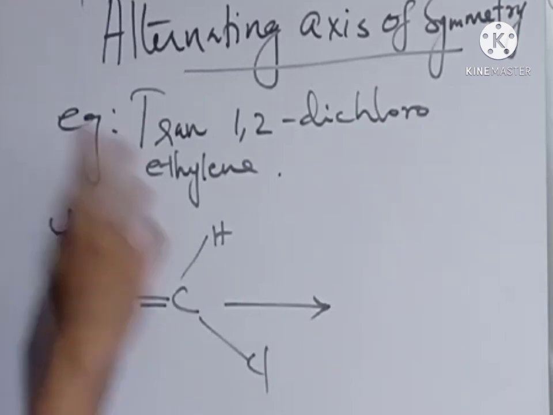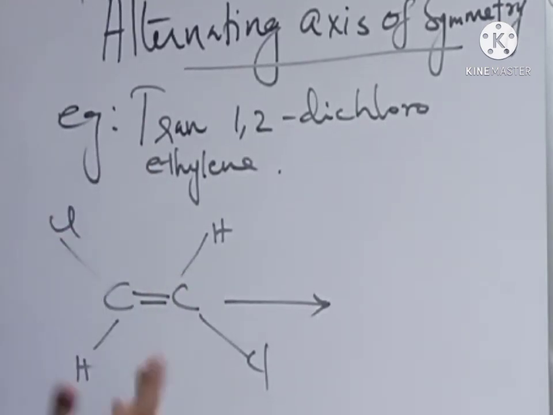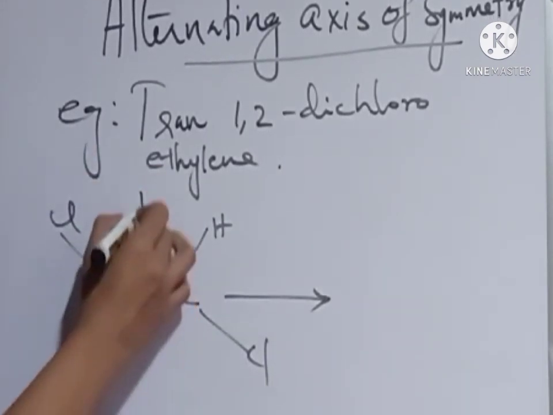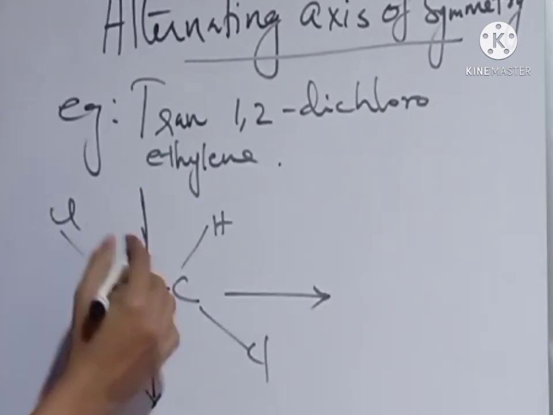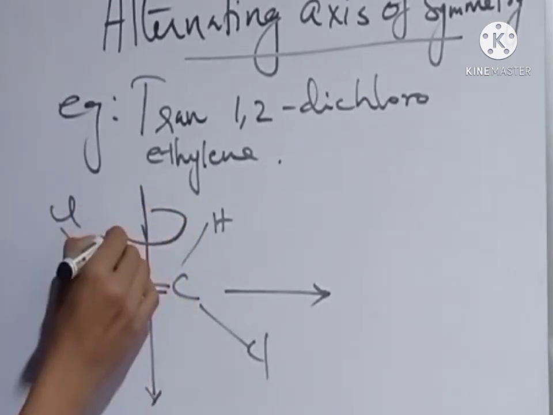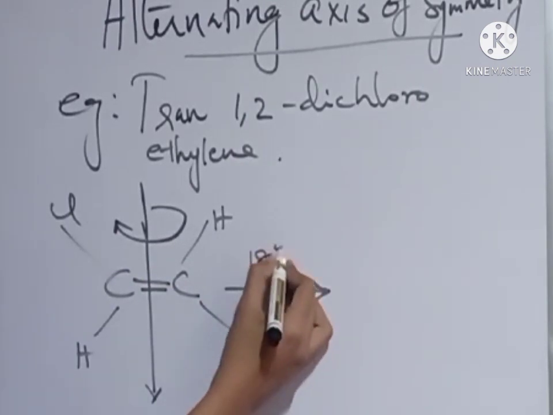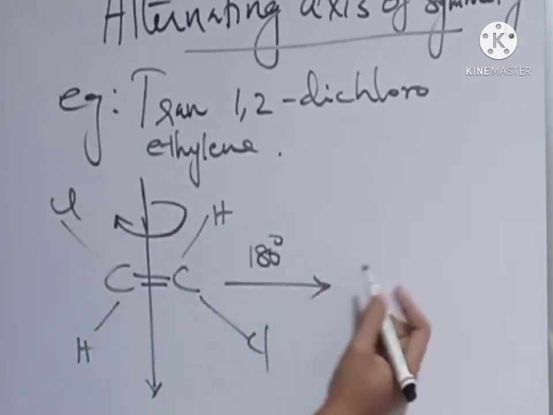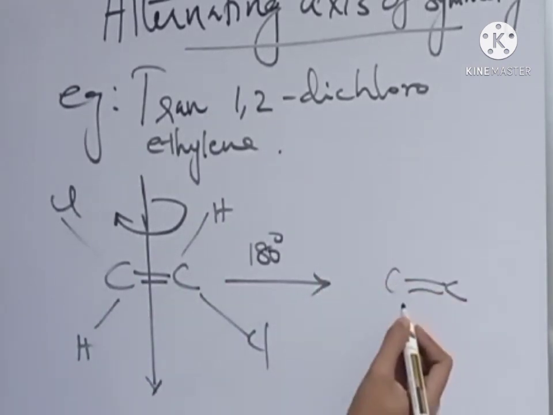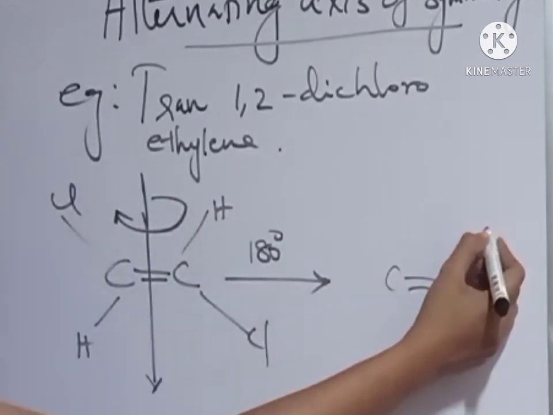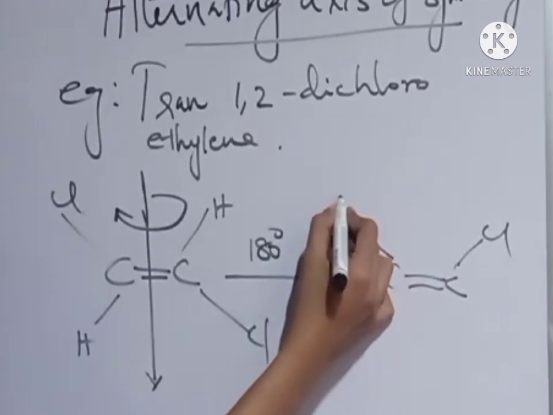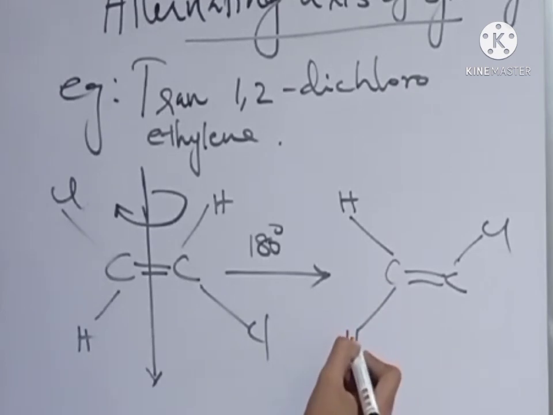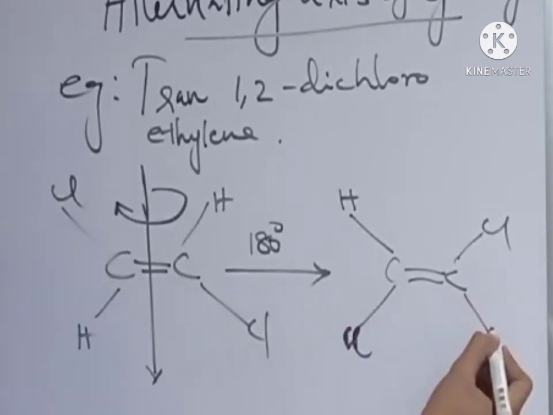So, first of all, we have to rotate this molecule through a particular angle. I'm going to rotate this molecule through this plane, by 180 degrees. So, this molecule will appear like this. C double bond C. This Cl will come here and the hydrogen will come here. Same way, this chlorine appears here and the hydrogen will be here.